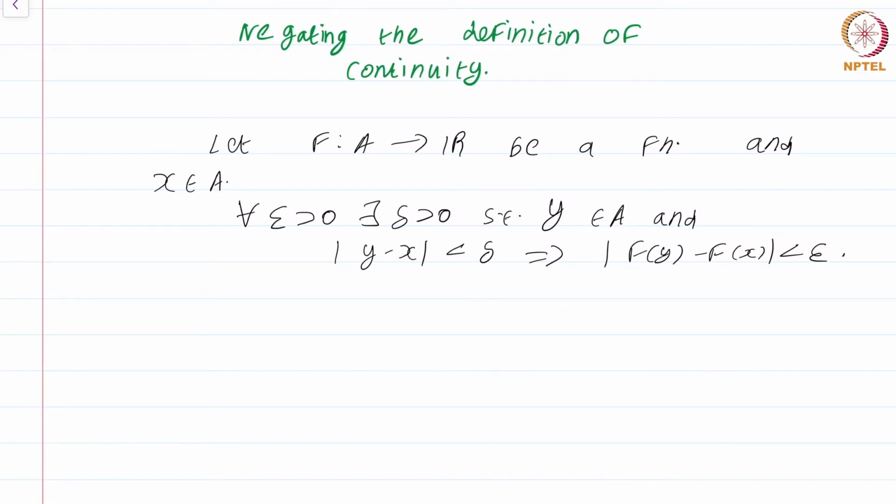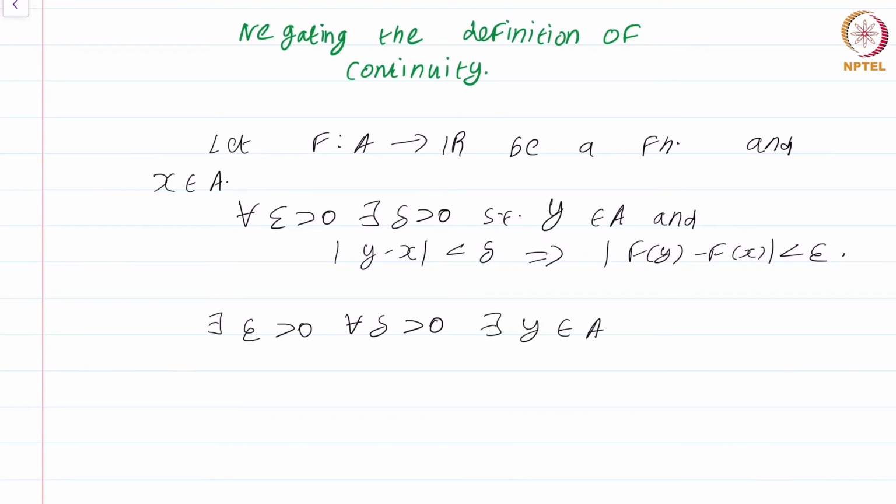Now, how would you negate this? Well, it's pretty simple. This for all epsilon becomes there exists epsilon greater than 0, and the negation sign moves inside. This there exists delta greater than 0 becomes for all delta greater than 0. For all delta greater than 0 such that y in A and mod y minus x less than delta implies mod f of y minus f of x less than epsilon means: there exists epsilon greater than 0, for all delta greater than 0 there exists y in A.